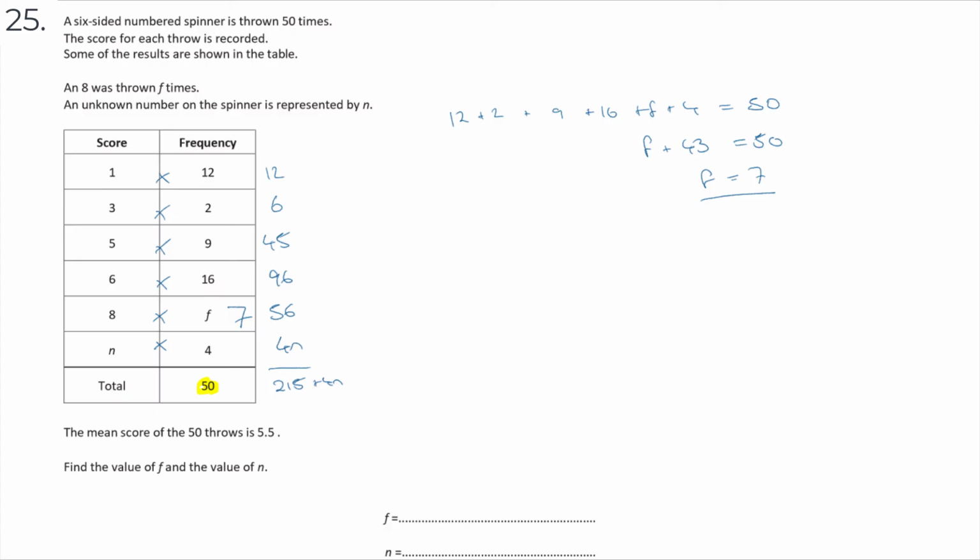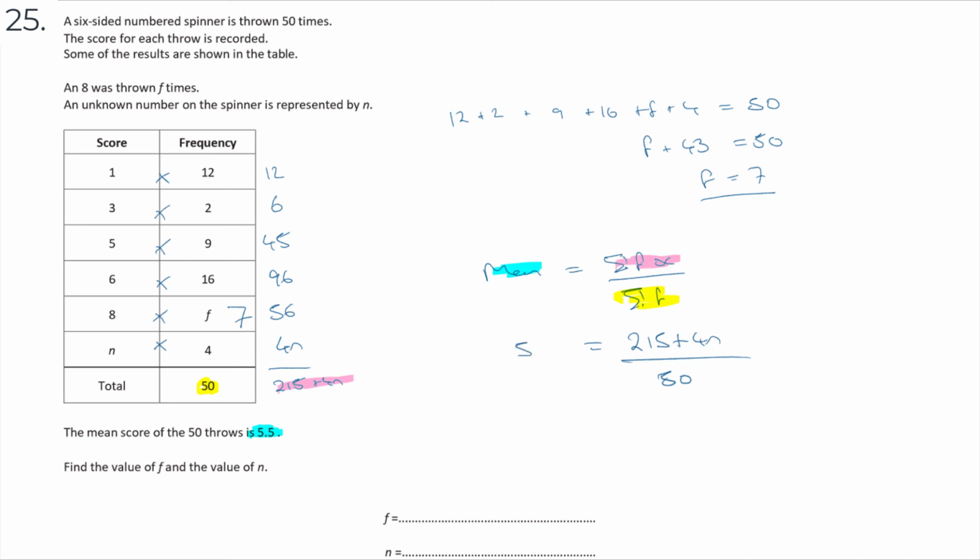Now to find a mean, the mean is going to be the sum of the f times x values divided by the sum of the f values. So the sum of the f times x values that we found, that's this sum here, isn't it? So the 215 plus 4n. The sum of the frequencies, that was 50, wasn't it? So I'm going to put 50 in there. And we know the mean. Mean was given as 5.5. So that goes there then, doesn't it?